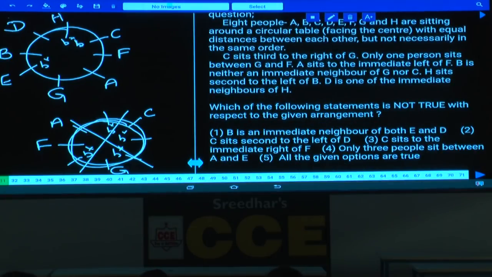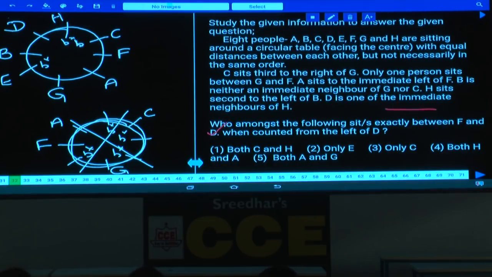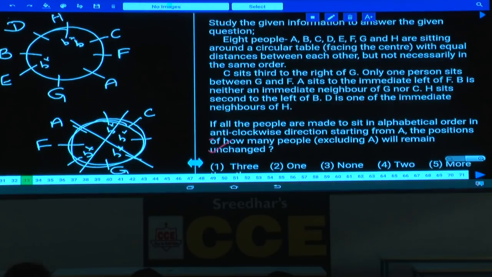Then question number 31, which of the following statements is not true with respect to the given arrangement? B is an immediate neighbor of both E and D. Definitely true. B is in between both these 2 persons, E and D. Then question number 32, who among the following sit exactly between F and D when counted from the left of D? Between F and D when counted from the left of D, who are the persons here? 2 persons, C and H. Both C and H, that is choice 1.